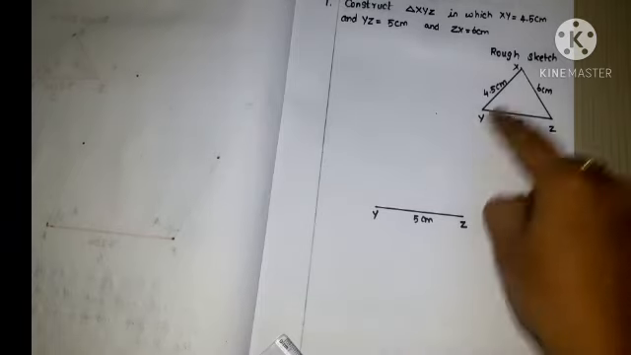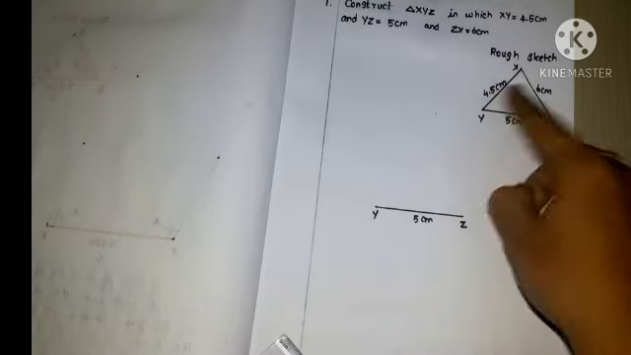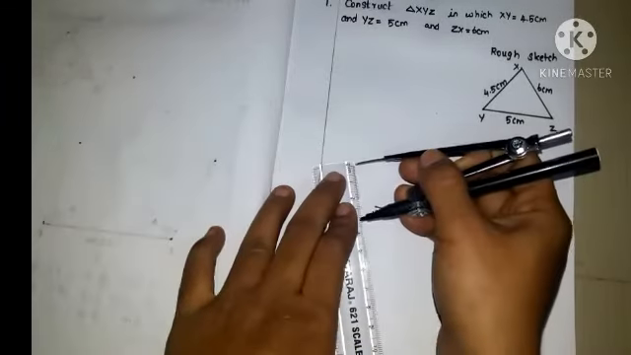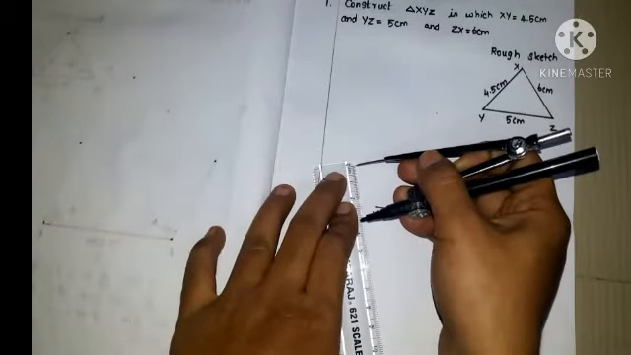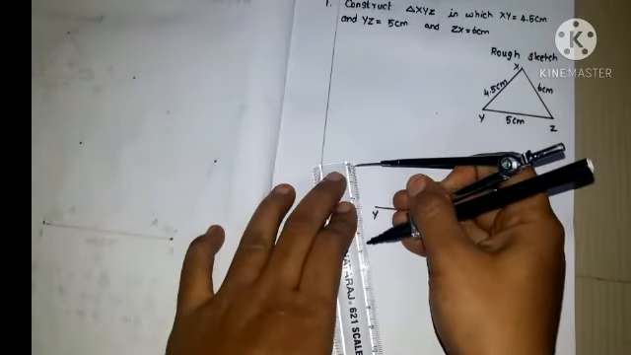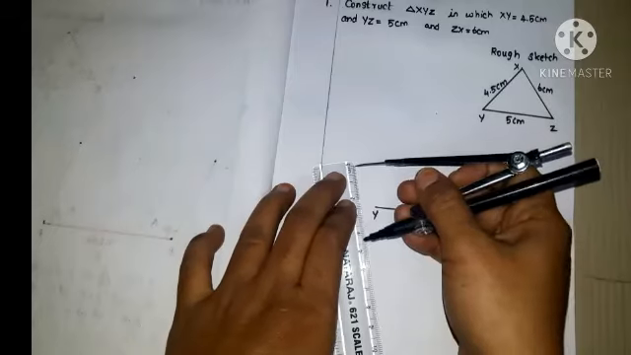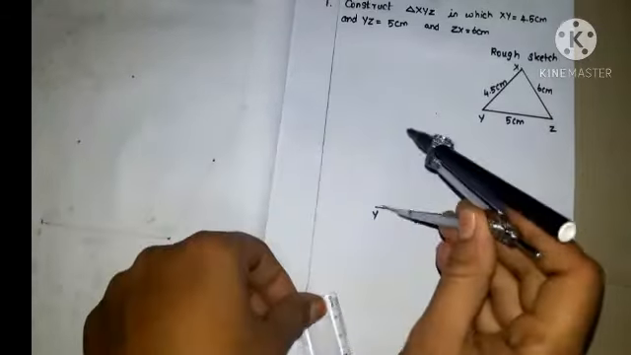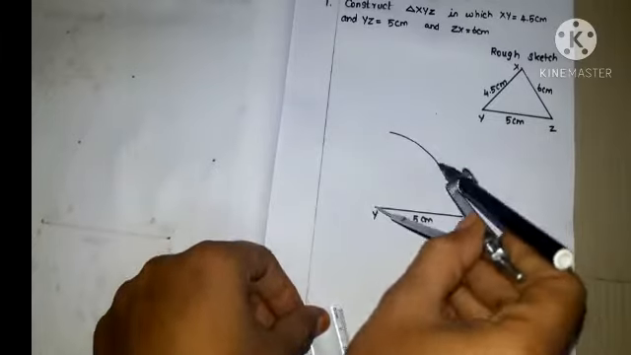Okay, so from Y to X I am having 4.5 centimeter. So for that take the ruler and the compass, take the measurement of 4.5 centimeter on it, keep the needle at 0, extend it till 4.5 centimeter and fix the needle at Y, draw one arc.